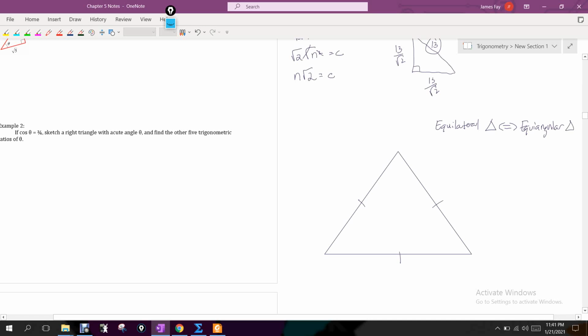So if that's true, then that makes this 60 degrees, 60 degrees, 60 degrees. Okay. Now I don't know the side lengths here, but I do know that they're all the same. So let's just call them all n.